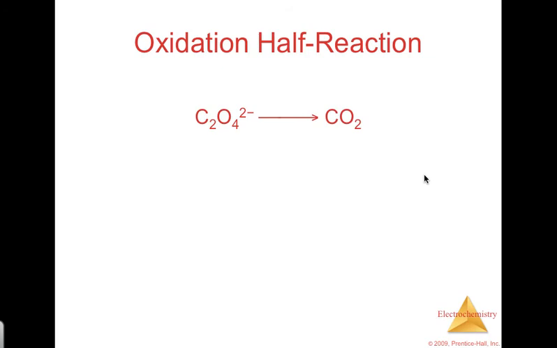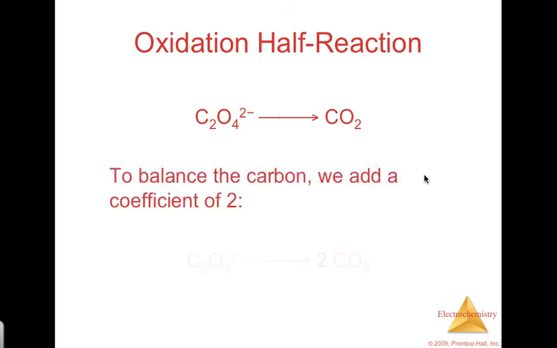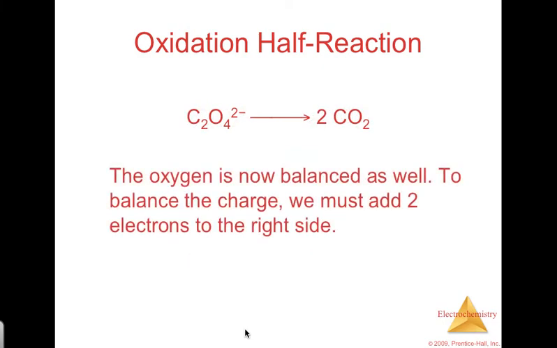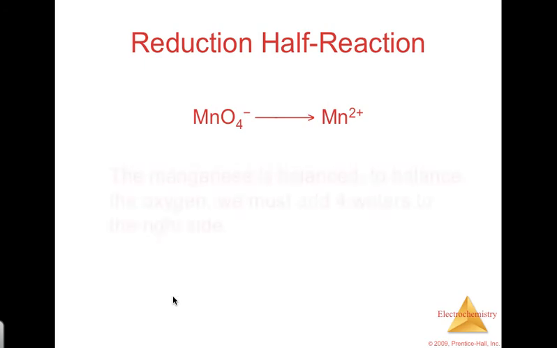So we're going to write the oxidation half reaction, that oxalate ion going to carbon dioxide. To balance the carbons, we need to put a coefficient of 2 in front of the carbon dioxide. The oxygen is balanced because I have 4 on both sides, but my charge is not, so I have to add the 2 electrons on this side to equal the 2 negative charges on the reactant side. And my oxidation half reaction is now balanced, so we're going to move to the reduction half reaction.